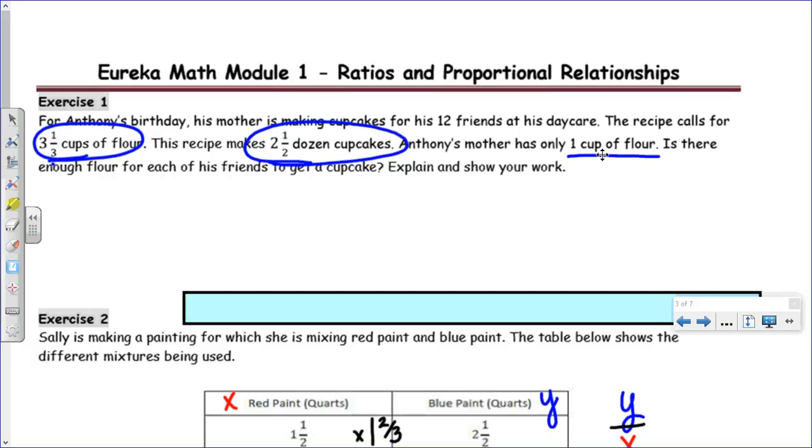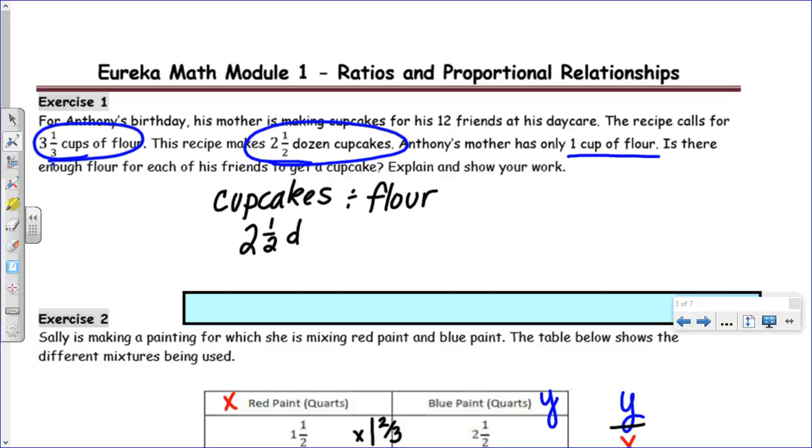And if you've ever been around your parents, let's say they took a recipe, if there's only a couple people eating, they want to cut a big recipe down. Maybe if they're having a big party, they want to double or triple a recipe. And in this case, Anthony's mother only has 1 cup of flour. Well, if I want to know the number of cupcakes for 1 cup of flour, I should probably do cupcakes divided by flour. So go ahead and write those fractions.